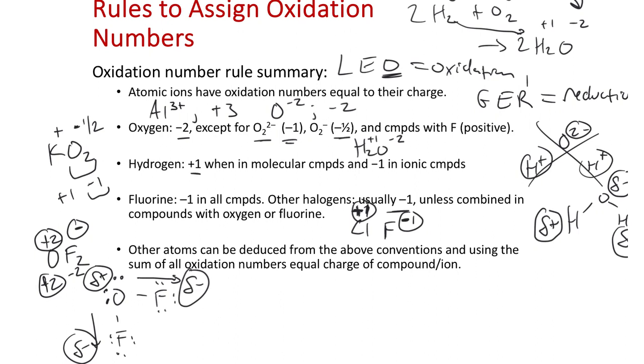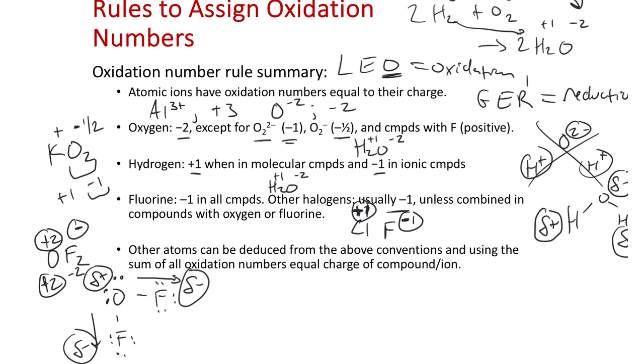Hydrogen. Hydrogen's usually +1 in molecular compounds, or probably better said, it's +1 always actually in molecular compounds, and it's going to be -1 in ionic compounds. So let's look at an example of hydrogen. Really easy example of a molecular compound would be water that we just did. So hydrogen +1 because this is a molecular compound. Oxygen, it's normal -2, so that makes sense. +1 times 2 for 2, -2 for 0.